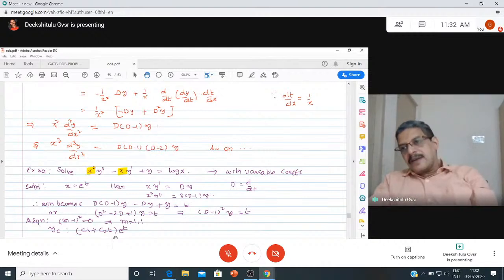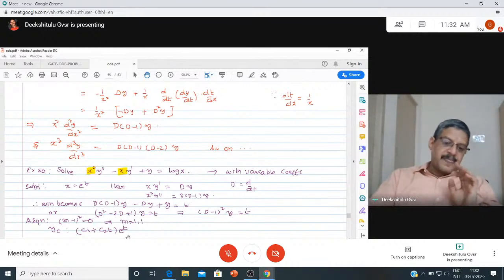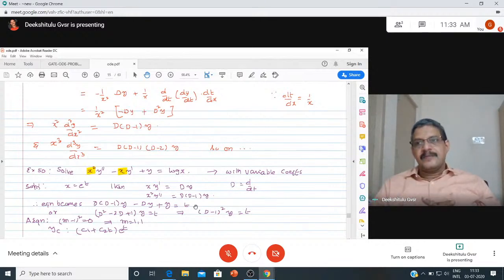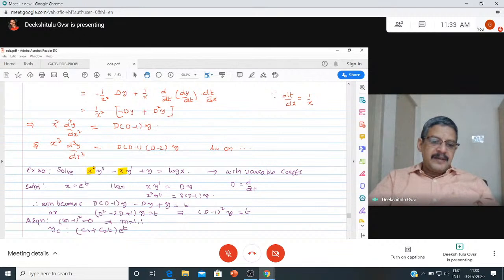This is where 99.9999 percent of students are committing mistakes. What is that? We are used to writing c1 plus c2 x into e power x, and you write similarly here. But it's not so. x is not the independent variable here. Now this is the problem. So what is the independent variable?